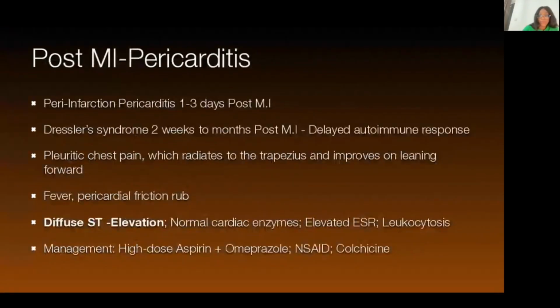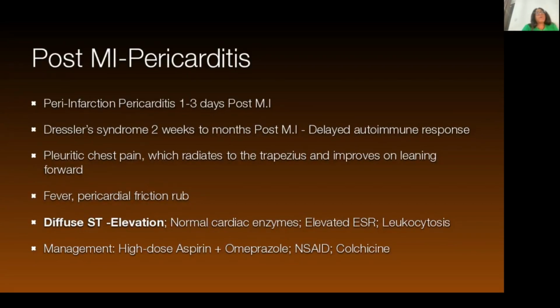Okay. So post-MI pericarditis, we have peri-infarction pericarditis. This occurs 1 to 3 days after the myocardial event, and this is in response to the inflammatory changes. And you can have Dressler syndrome, which happens as more of an autoimmune pericarditis, and this happens 2 weeks to months after the myocardial injury.